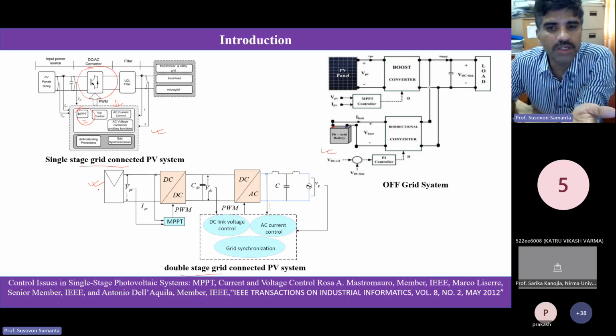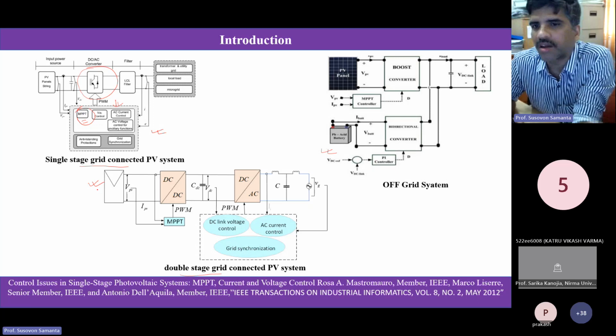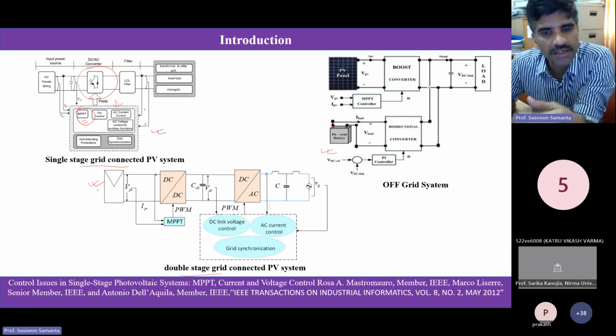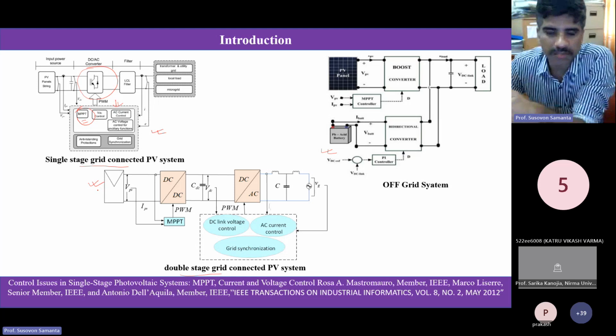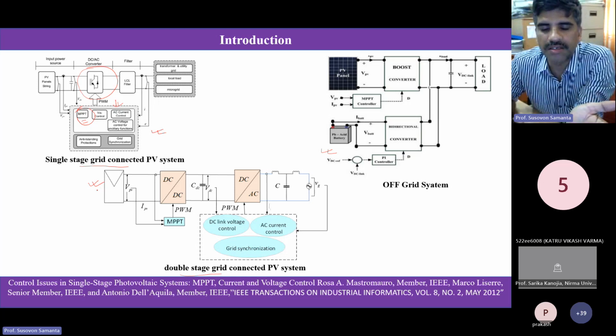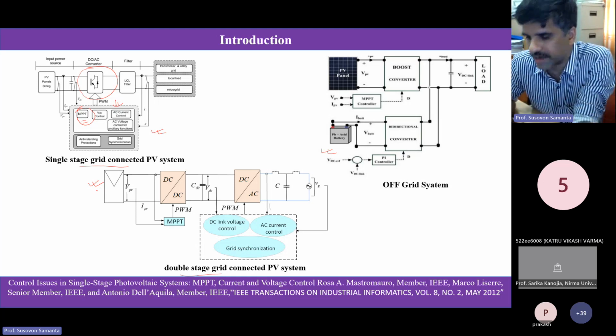Before going to that, we need to understand the IV characteristics and the PV characteristics of the PV panel, cell, or array, whatever you can say, because the cell is the lowest unit, and multiple cells can be connected in series and parallel. Then it can form a panel, and multiple panels can be connected in series and parallel. It will form an array.